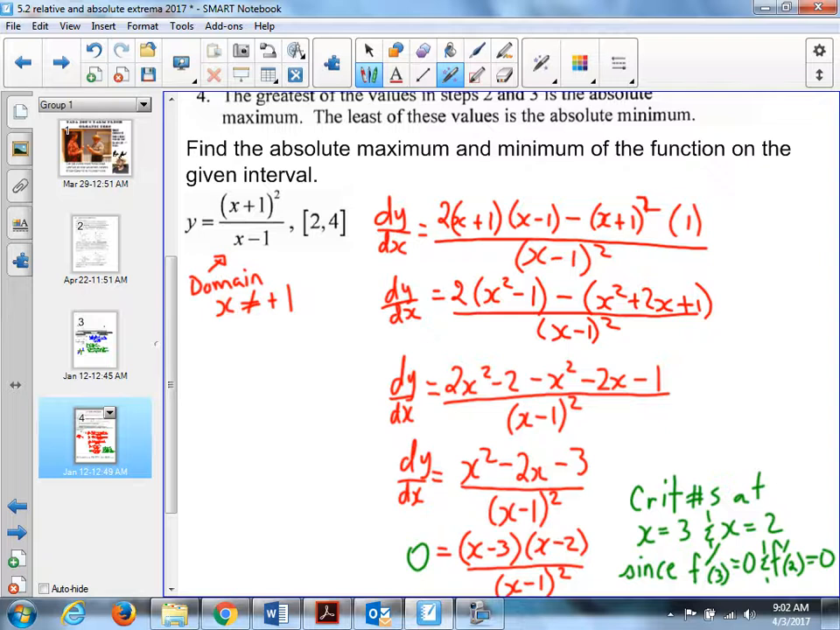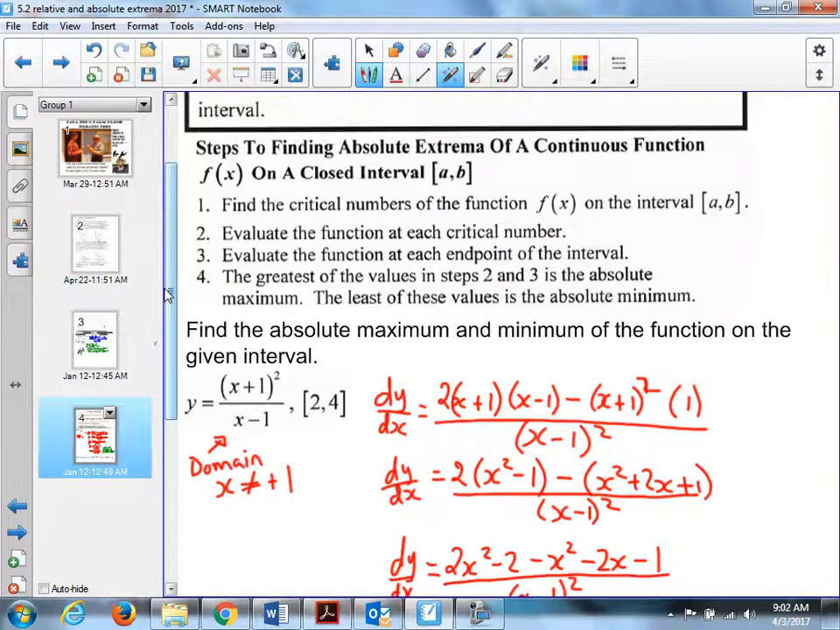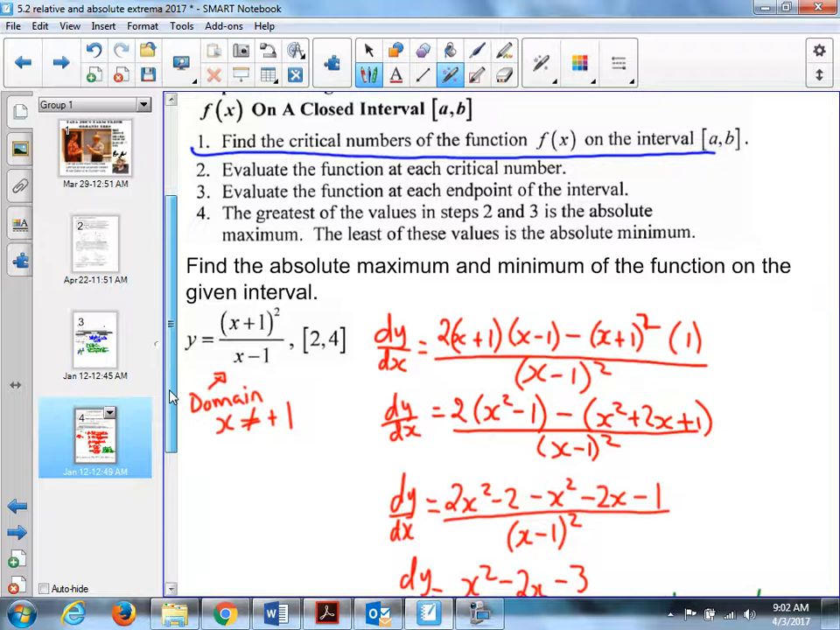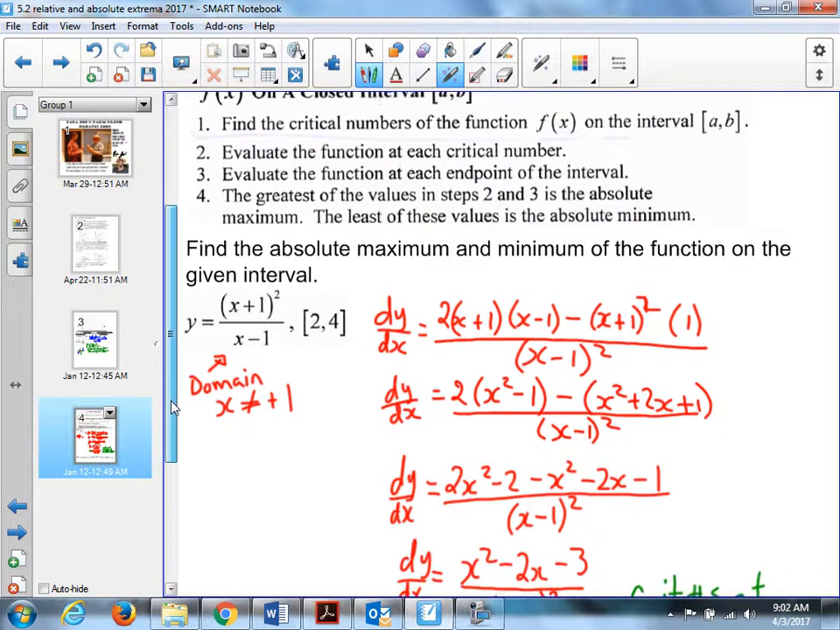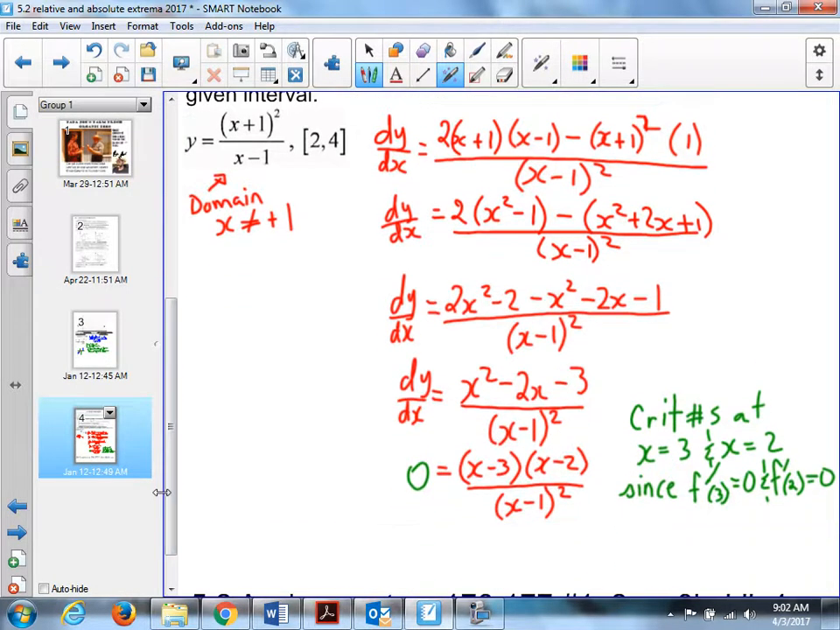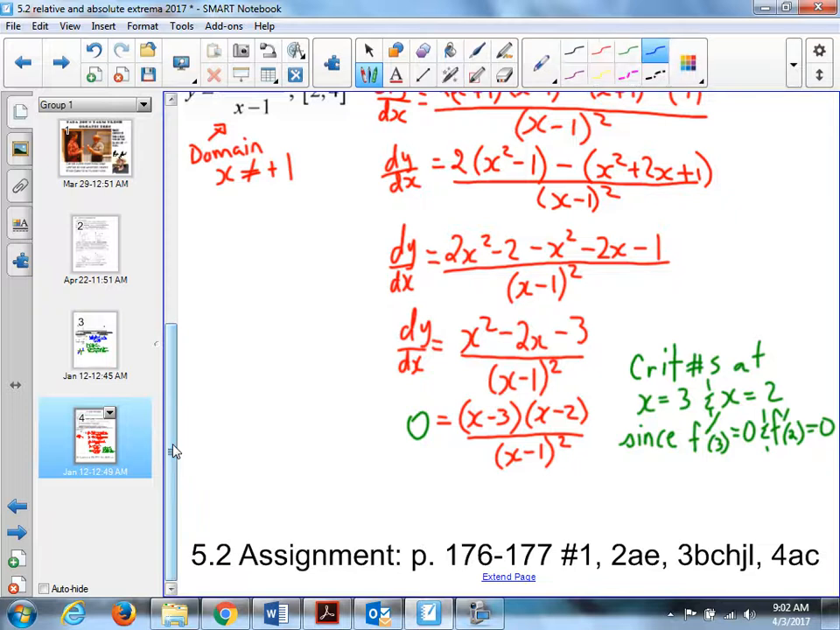I haven't really solved this problem yet. I've only done step 1 of finding an absolute max or min. I've just found the critical numbers. Step 2: evaluate the function at each critical number, and 3, evaluate at the endpoints. So, for space reasons, I'm going to move over here. I'm going to put 2 and 3, but I can call it test, endpoints, and critical numbers. So how do we do that?